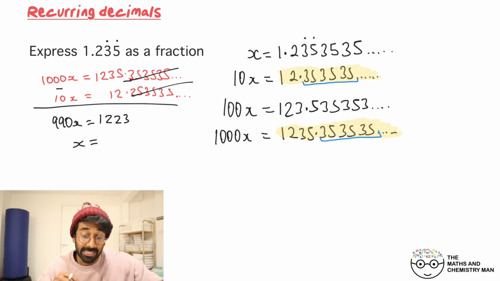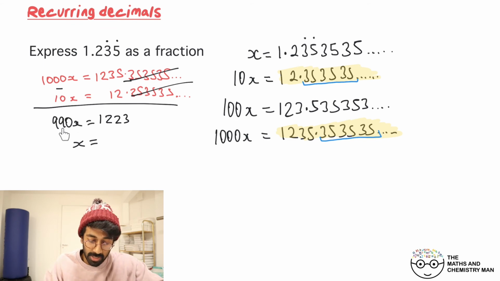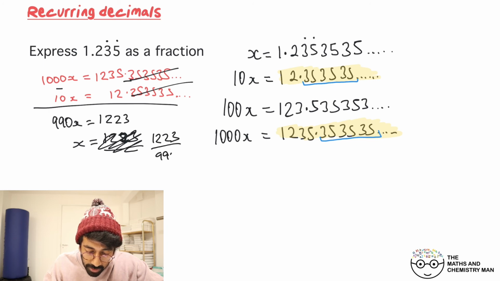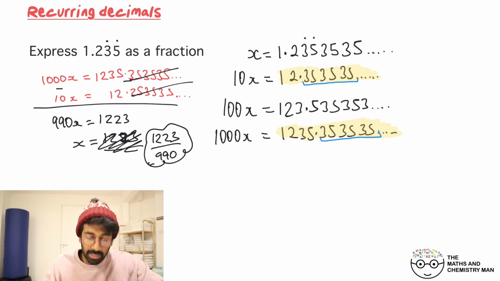remember, we're looking for x as a fraction, right? Our job was to turn this into a fraction. So now we just solve this equation, bring that 990 over to the other side, and we will have 1223 over 990. So like that over there, right?